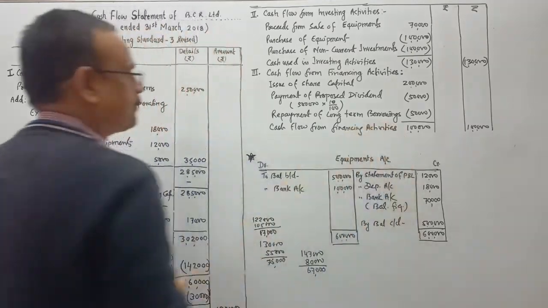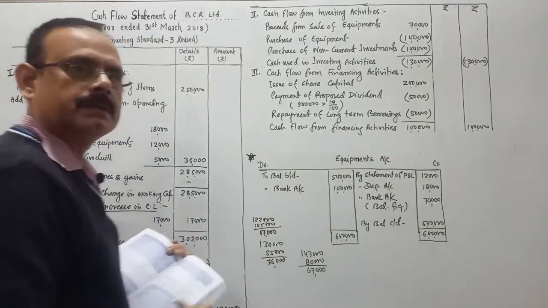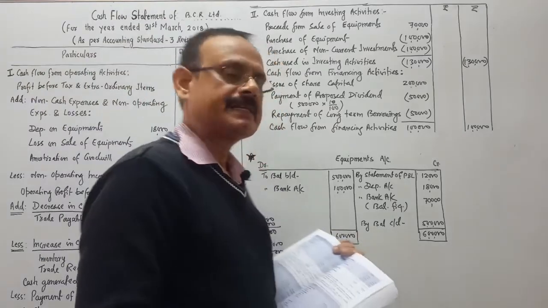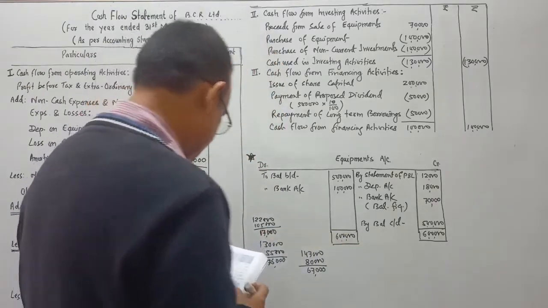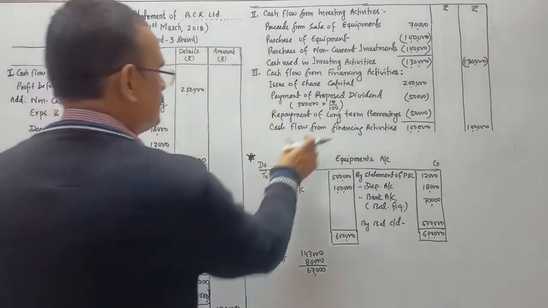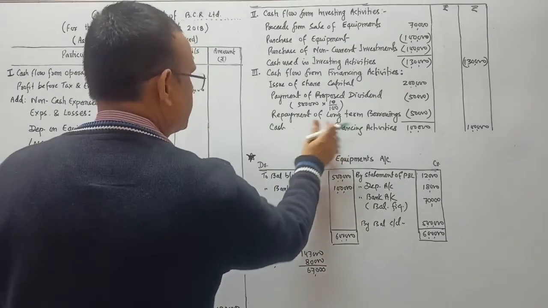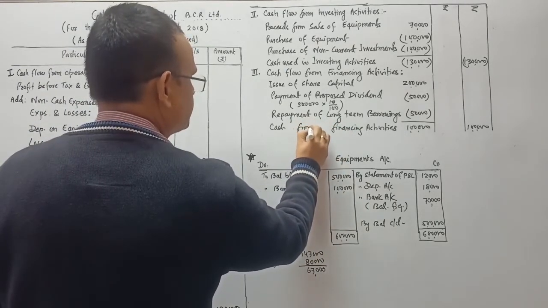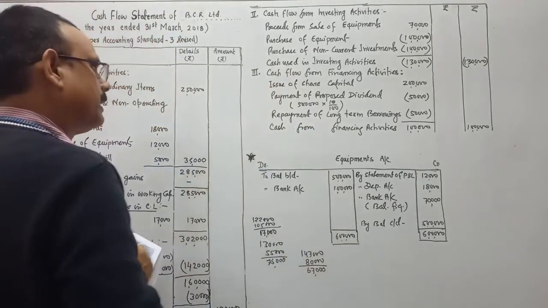Cash flow from financing activities is an inflow. You can write directly cash from financing activities, not required flow. You can directly write cash from financing activities is 1 lakh.